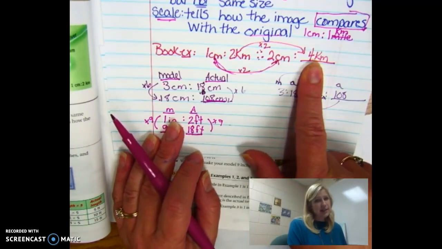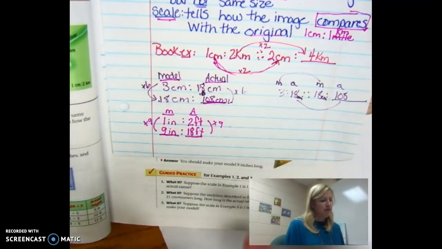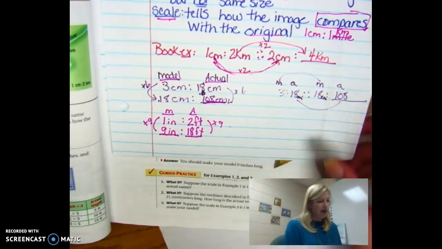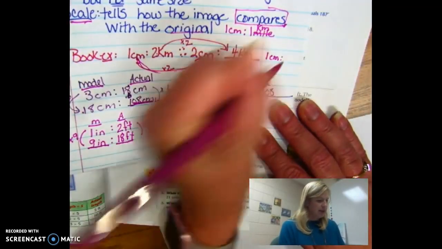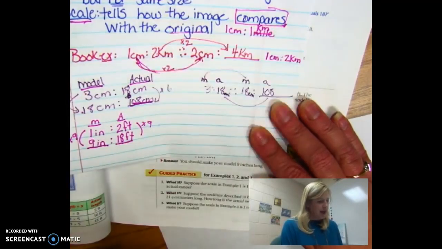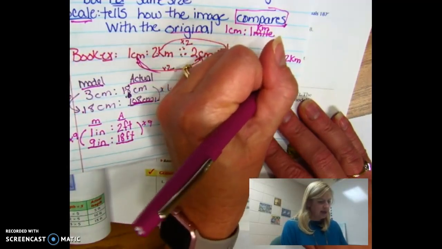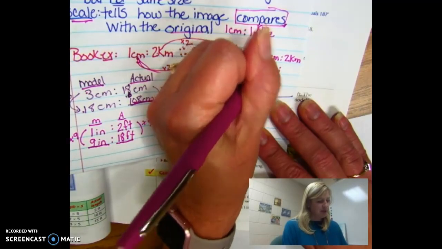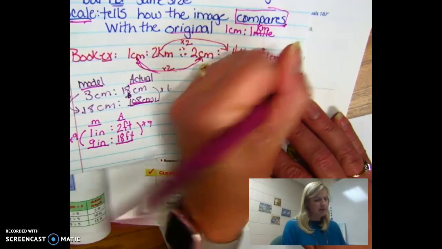You will see that done sometimes, but I would actually undo this and put it in the format that we just talked about, where, and I'll put it over here, 1 centimeter is to 2 kilometers, as 2 centimeters is to how many kilometers? We put our rule as the times 2. 2 times 2 is going to be 4 kilometers.